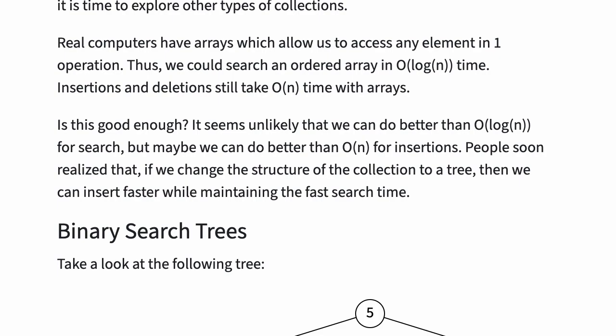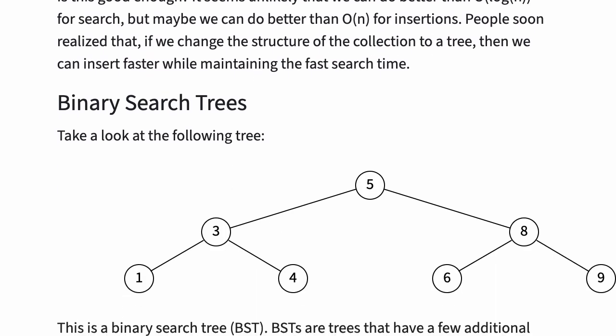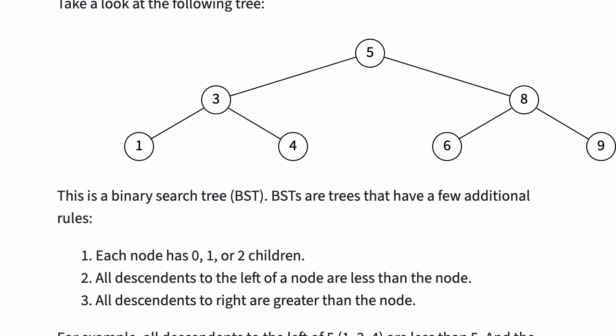People soon realized that if we change the structure of the collection to a tree, then we can insert faster while maintaining the fast search time. Take a look at the following tree. This is a binary search tree, or BST. BSTs are trees that have a few additional rules.